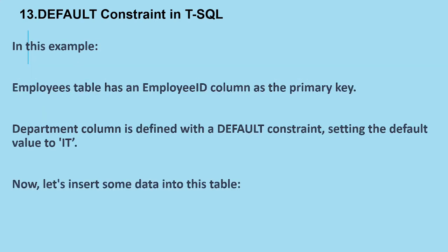Okay, the employees table has an employee ID column as the primary key. The department column is defined with a default constraint, setting the default value to IT. Now let's go ahead and insert the data. A few examples.